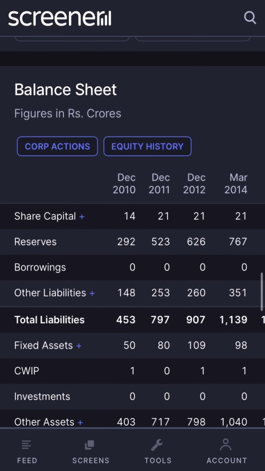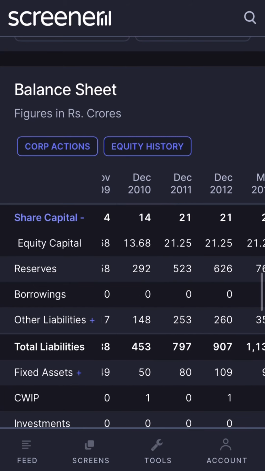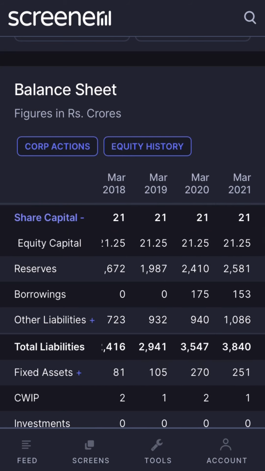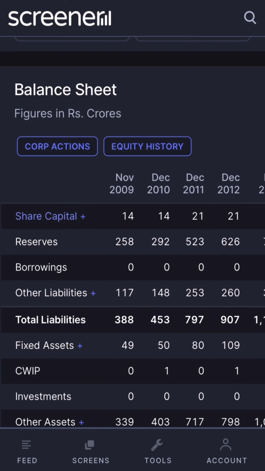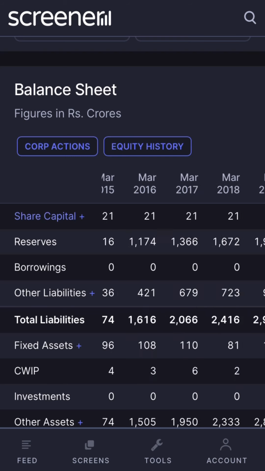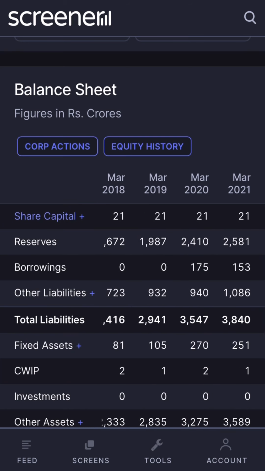Balance sheet: you can see one positive and just one small negative for the company. The company increased its equity in 2010 from 13 crore to 21 crore, but after that it is consistent and intact at 21.25. Perfect. A multinational company, not diluting its stock, keeping it intact. And I'm damn sure that in the coming days the company will do some kind of buyback so that the equity capital can reduce again to 14. Reserves: you can see 258 crore to 2581. Perfect.